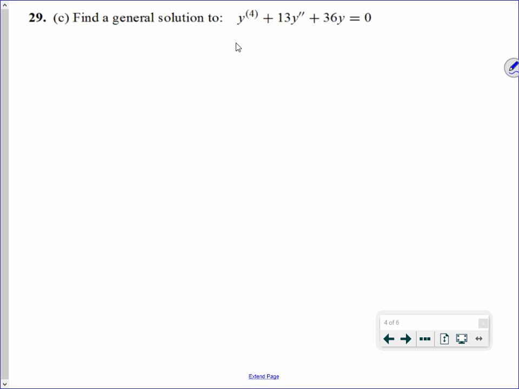We're going to find a general solution, so it won't take long to do this. The problems get lengthy when you're finding a particular solution with initial values. But this won't take too long.